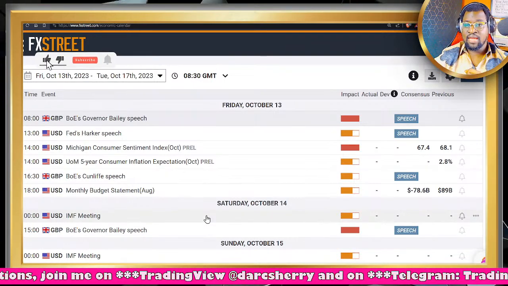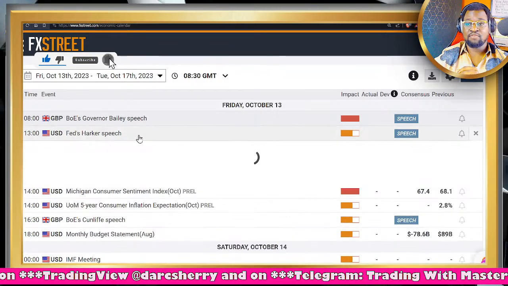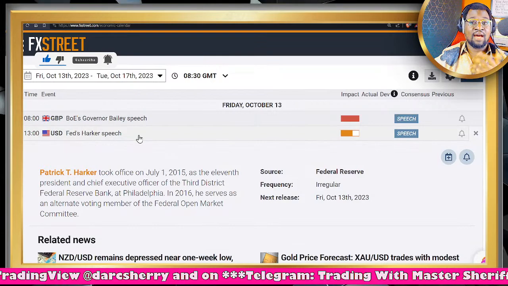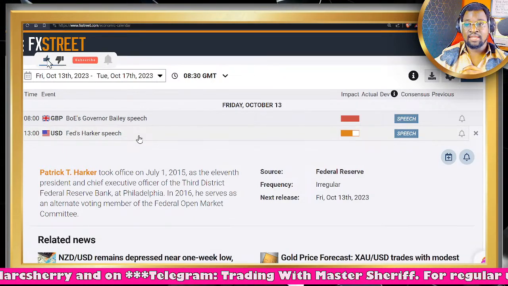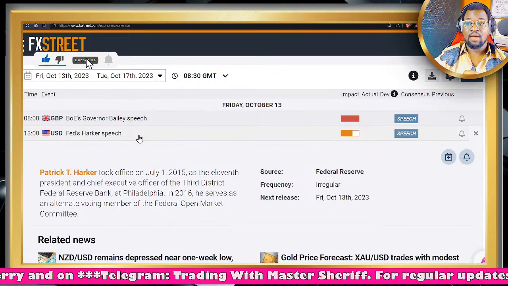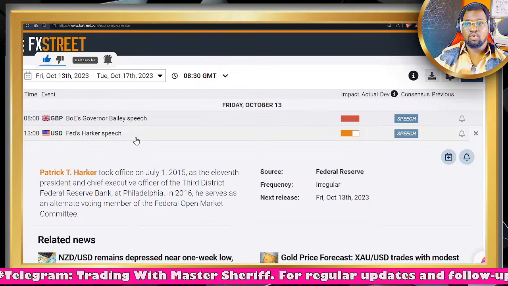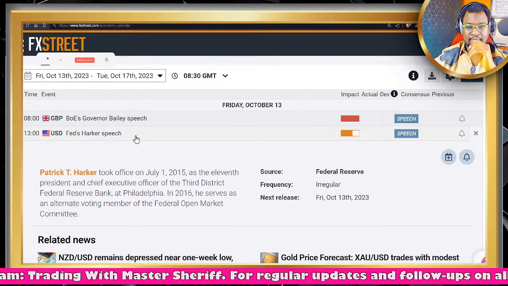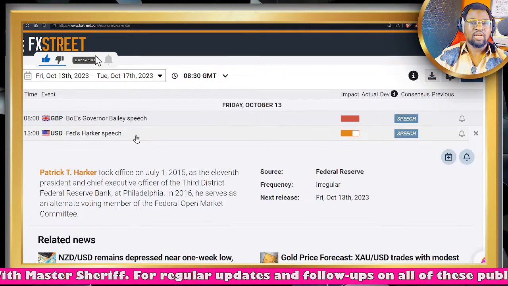Then later today on the medium impact perspective, we have the Fed's Reserve Acker speech. Patrick Acker is the 11th president and chief executive officer of the 3rd District Federal Reserve Bank at Philadelphia. So he's going to be giving a speech in about 5 hours from now. So we want to be looking forward to what he's going to say.